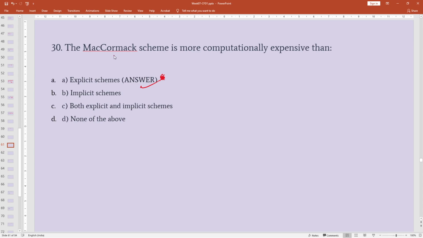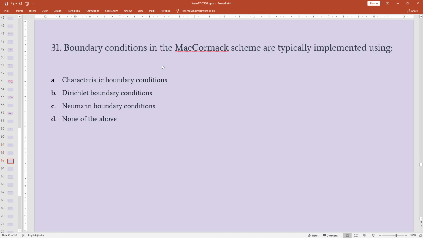We have already discussed that McCormack scheme is having a two-step thing: predictor and corrector steps. We have also discussed that predictor and corrector steps can have implicit and explicit schemes. But when this predictor component is of implicit nature, and all the implicit schemes are more computationally expensive than explicit schemes. So from that itself, we can choose the answer, option A, explicit schemes. Moving on to next question.